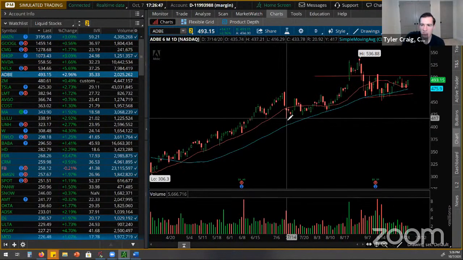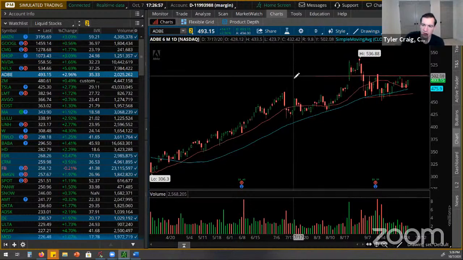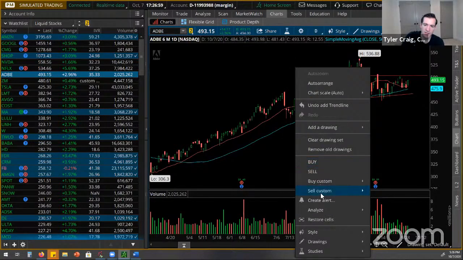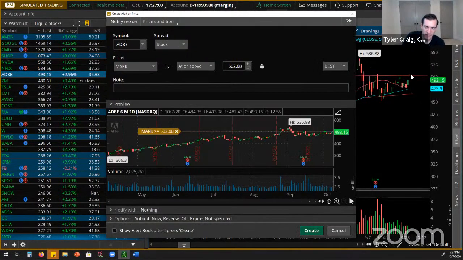Tough to do anything while it's chopping in the range. But yeah, I like it if it can maybe clear resistance. Sometimes what I'll do to remember that, hey, if this stock breaks this level, I like it, is put in an alert. I'll right click in the chart and create an alert, because I don't necessarily want to put a trade in on this guy, but I do want to be alerted if it takes out resistance.